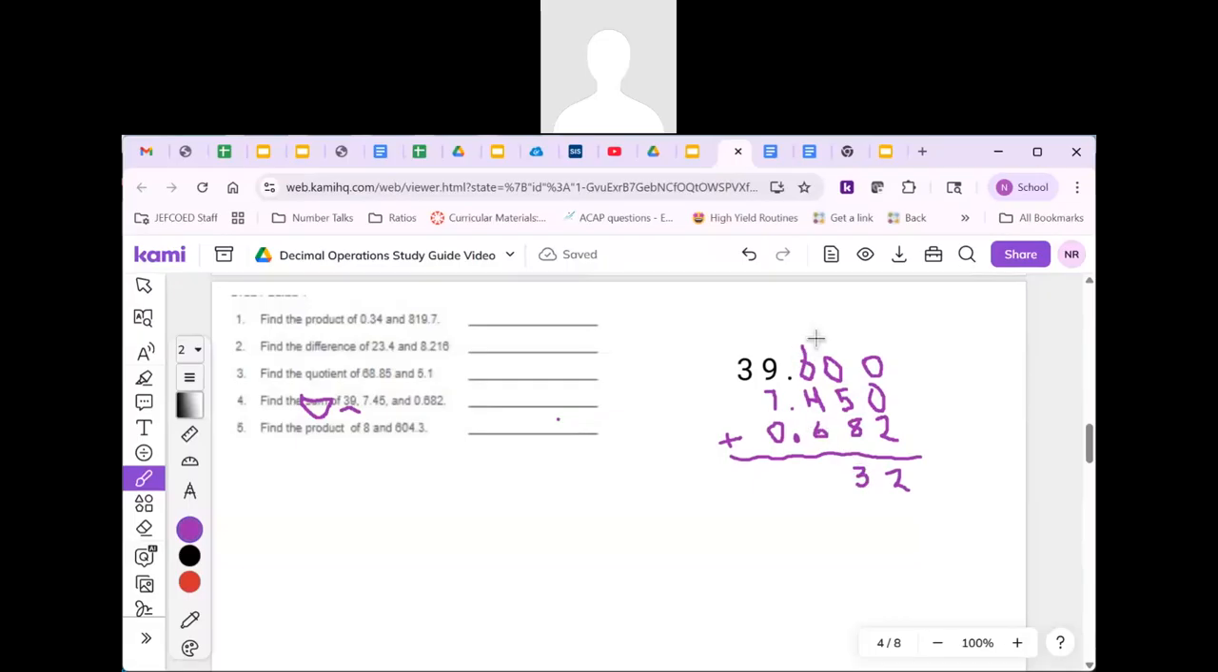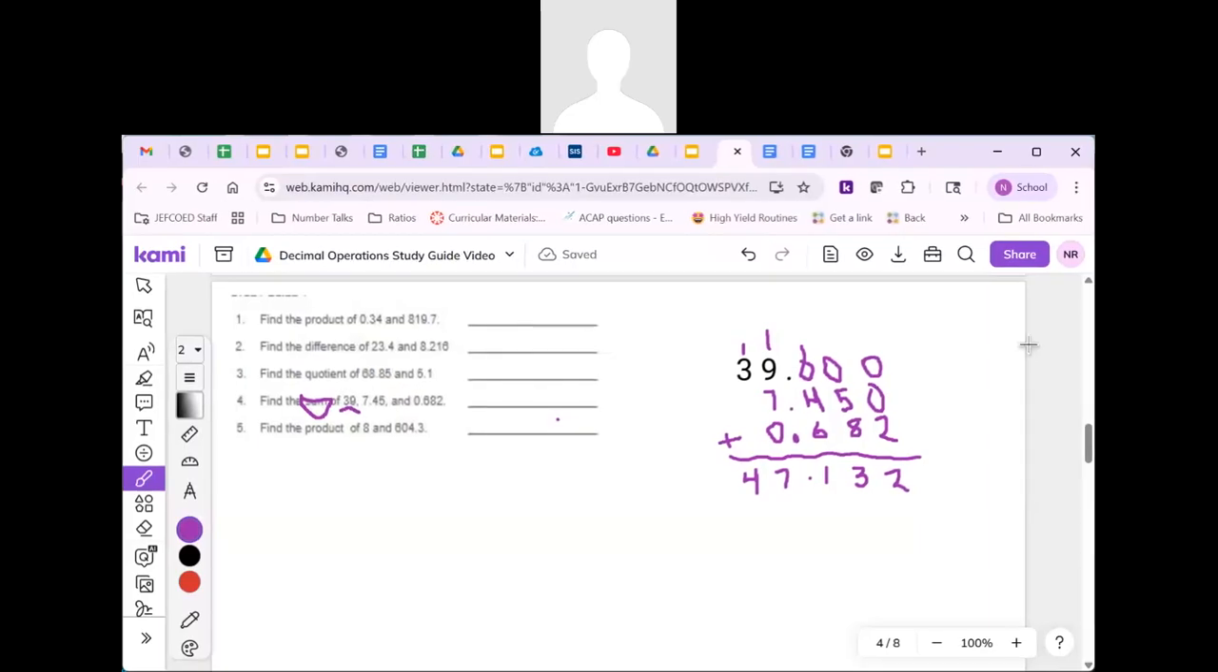4 and 6 is 10, plus that 1 is 11. Keep the 1, regroup the 1. I'm going to add that 1 to that 9 right there. That gives me 10, plus 7 is 17. And then I'm going to regroup that 1, 3, and 1 is 4. 47 and 132 thousandths. Is that what I said to begin with? I hope so. Yes, it is.